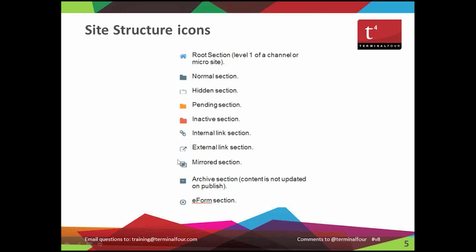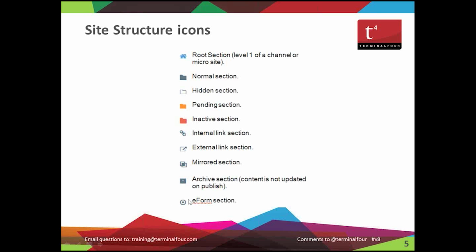Now, any mirrored sections that you may have will have this icon here, and depending on whether it's the master branch or the recipient branch, it'll have an arrow pointing out or an arrow pointing in, respectively. If you do have any archived sections, remember an archive section is a section where the content is not updated automatically on publish. It will receive this icon here, and that icon is to represent a filing cabinet, somewhere where you would archive things.